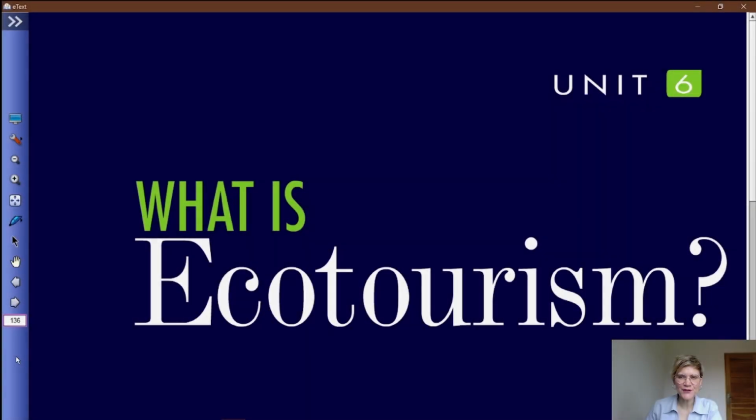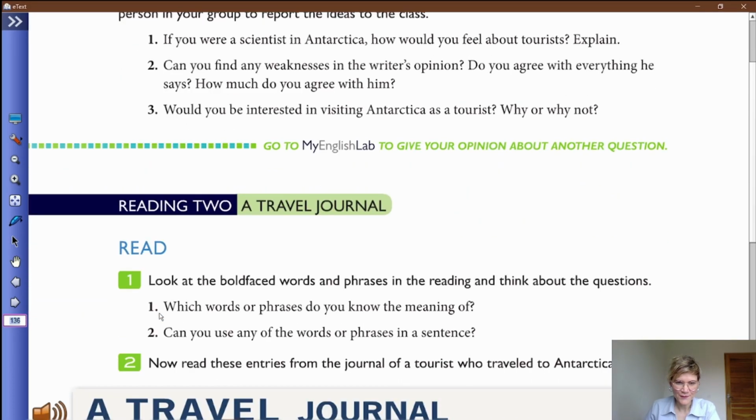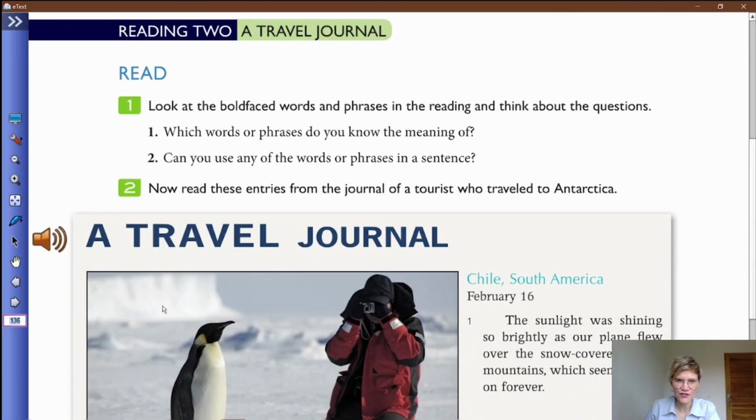Welcome back everybody. Unit 6, what is ecotourism? Today we are going to go to reading 2. If you can open your textbook at page 136. Here we are, reading 2, a travel journal.